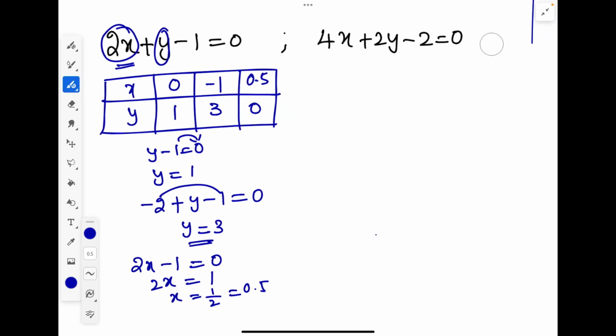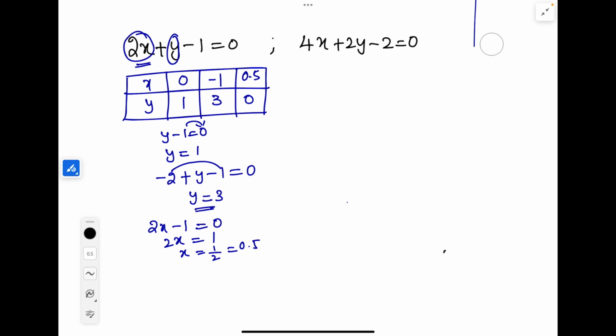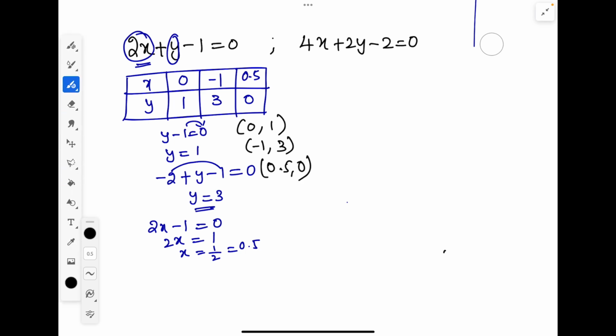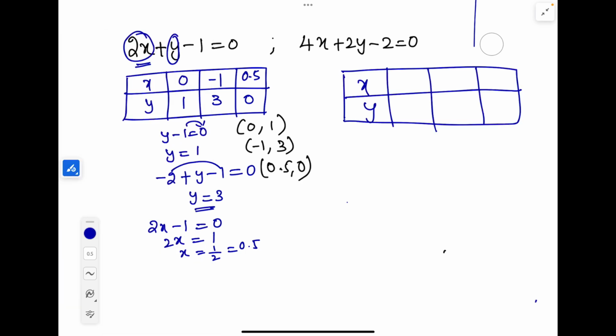Let us write the points in ordered pair. What is the first one? 0, 1, now minus 1, 3 and 0.5, 0. These are the points we got. Now let us go with the second equation. Let us take x value as 0. If we take x value as 0, what are we left with?